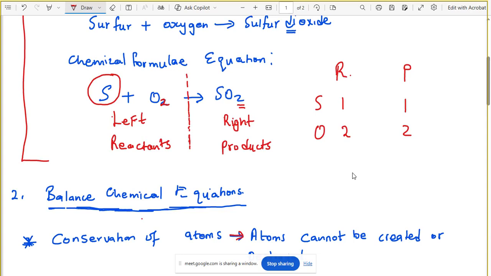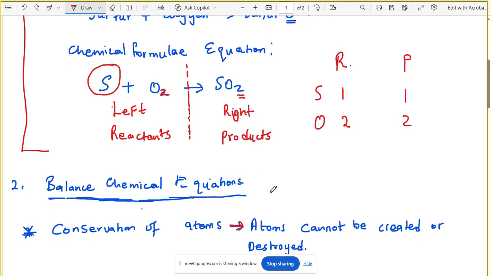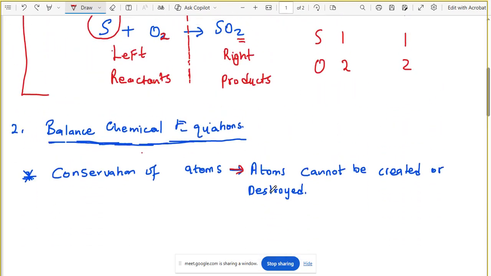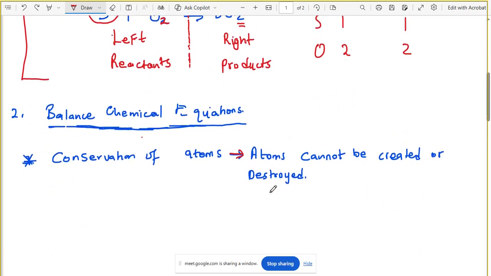So this tells you that atoms cannot be created or destroyed. You can't start with one and end the reaction with zero. Impossible. You can't start with two oxygens, then end with one. You need to make sure that you balance your equation. If you have two on this side, on the other side you need to have two. Is that making sense? Yes.